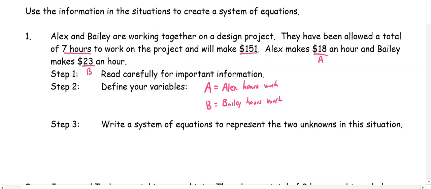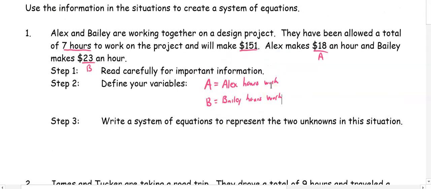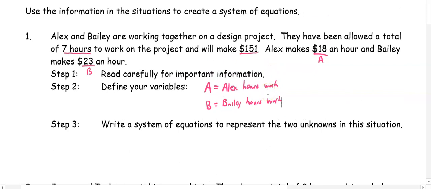So there's two equations here. We have one for hours and one dealing with money. In the first equation, because A and B are standing for the Alex hours and the Bailey hours, we would just add those together to get 7 hours. So A plus B equals 7.